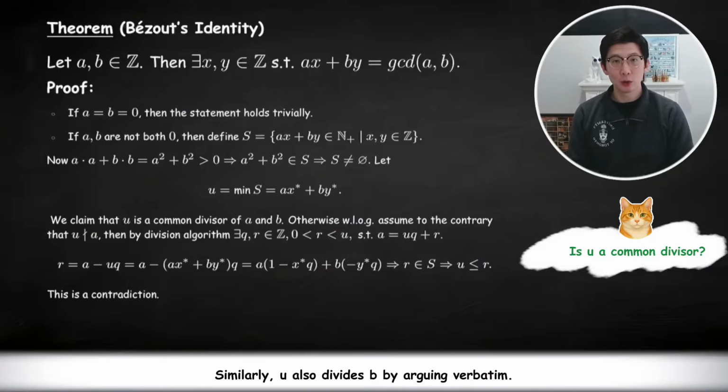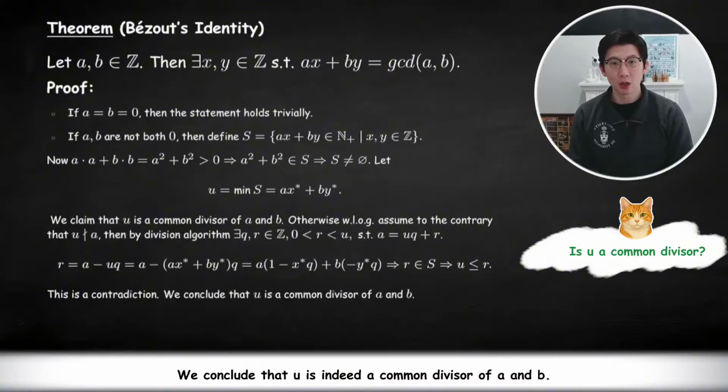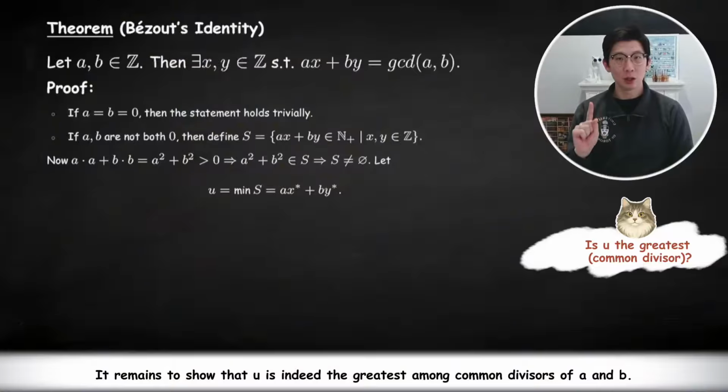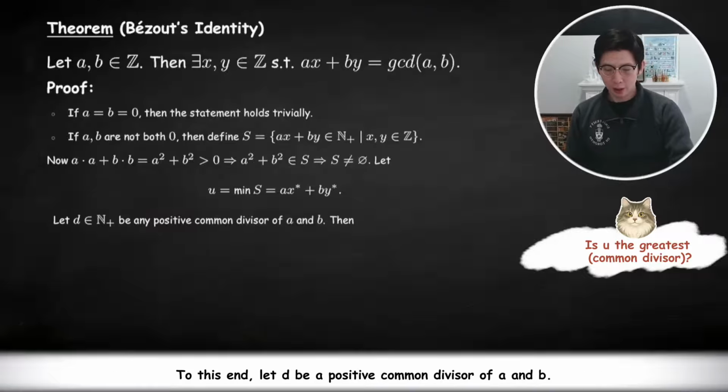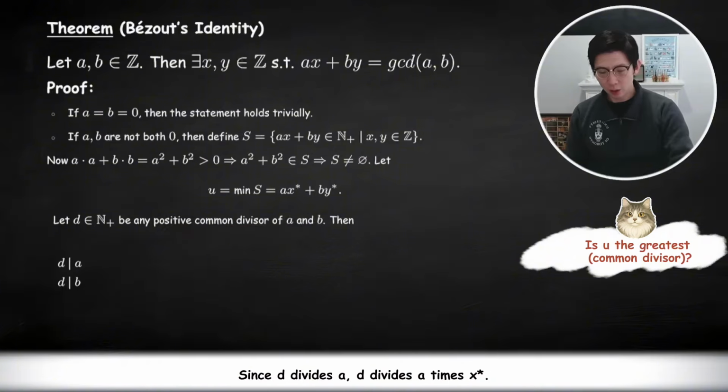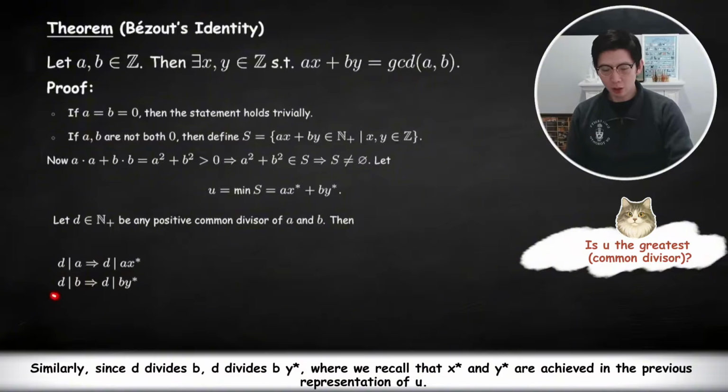Similarly, U also divides b by arguing verbatim. We conclude that U is indeed a common divisor of a and b. It remains to show that U is indeed the greatest among common divisors of a and b. To this end, let d be a positive common divisor of a and b. Then by definition, d divides a and d divides b. Since d divides a, d divides a times x star. Similarly, since d divides b, d divides b times y star, where recall that x star and y star are achieved in the previous representation of U.